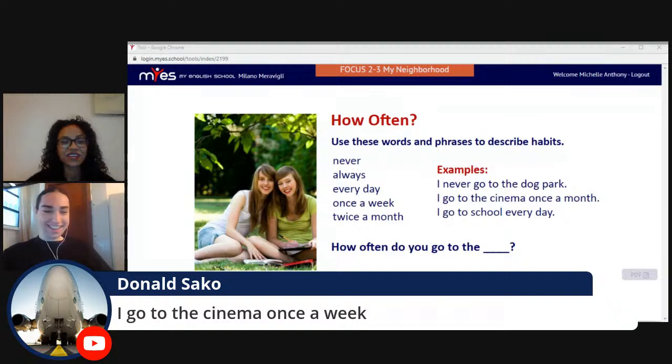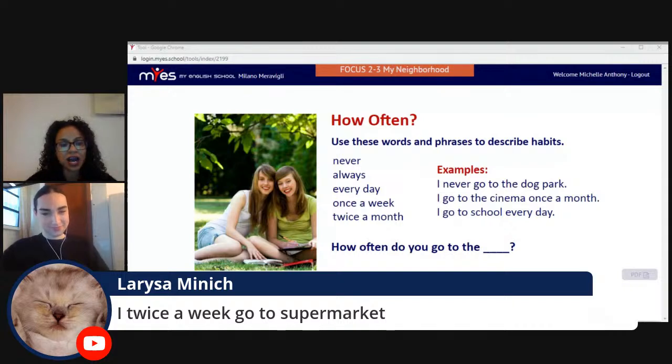Donald says, I go to the cinema once a week. Nice. What kind of movies do you like, Donald? Larissa says, I twice a week go to the supermarket. So again, remember what we spoke about? Twice a week, you can say, I go to the supermarket twice a week.